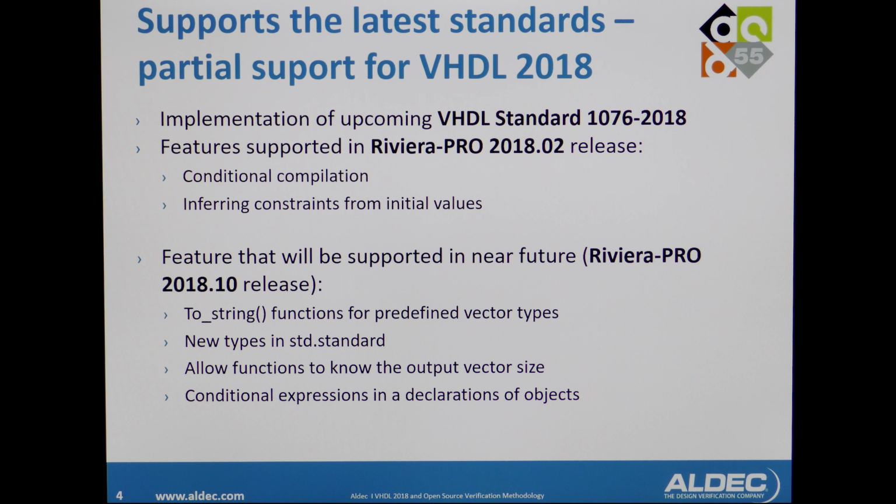Riviera supports features from the upcoming VHDL standard 2018. Features which are supported right now, it means in Riviera-PRO 2018-02, are conditional compilation and inferring constraints from the initial values. Features that will be supported in the near future are to-string functions for predefined vector types, new types in STD standard, allowing functions to know the output vector size, and conditional expression in declaration of objects.